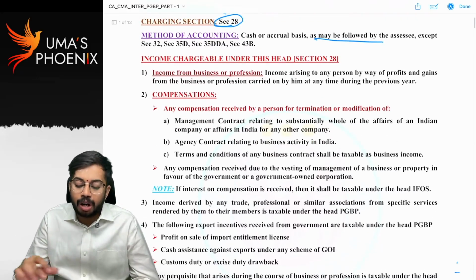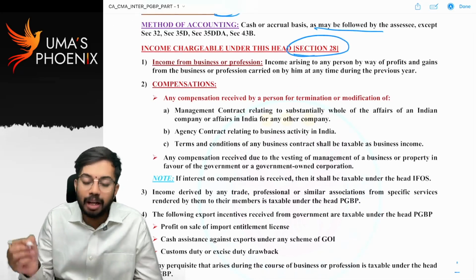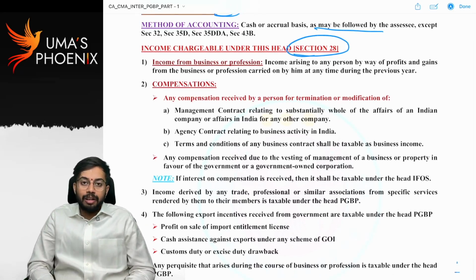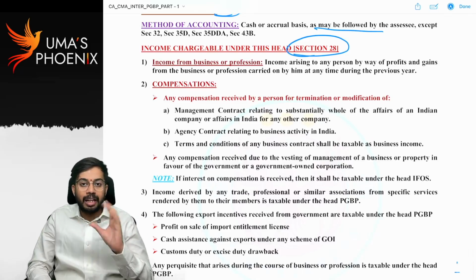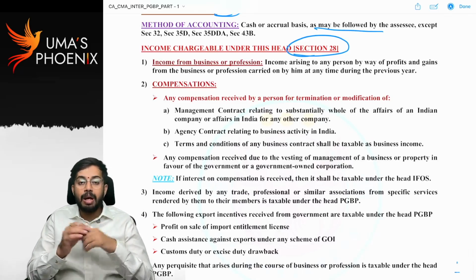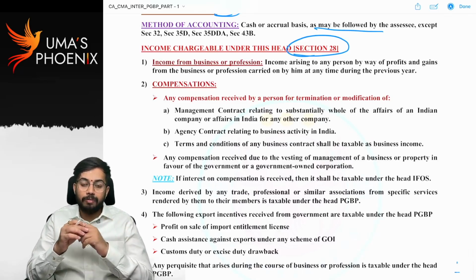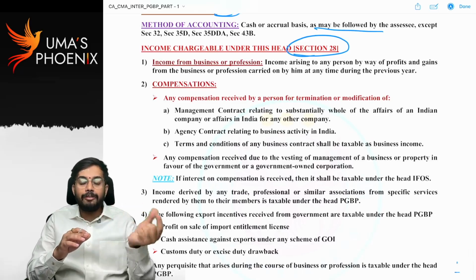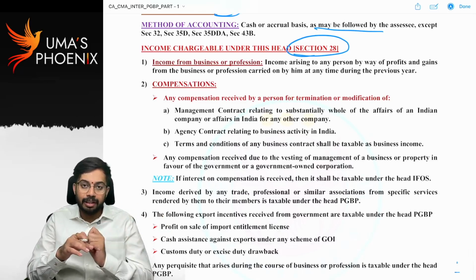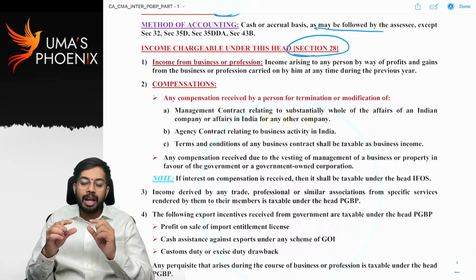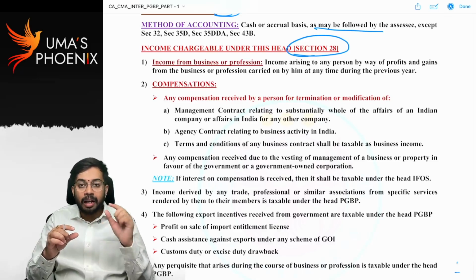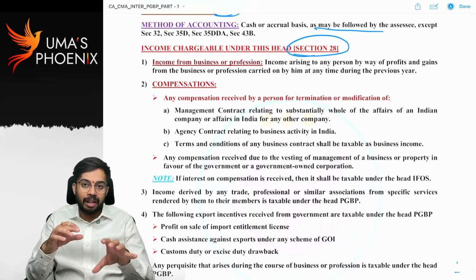Next, sir, what are all the incomes taxable under the head PGBP? As per the charging section, section 28, now let us see. First of all, any income that is received out of business or profession is taxable under the head PGBP. Profession includes vocation also. Sir, what is the difference between profession and vocation? For profession, there will be formal learning. Profession is always backed up by some educational background or qualification. Vocation is not like that. By doing an activity continuously, an individual gets a skill over that activity, that we call vocation.